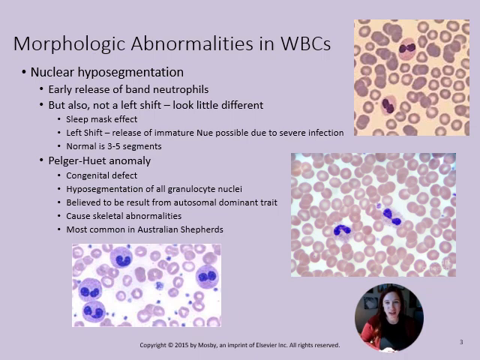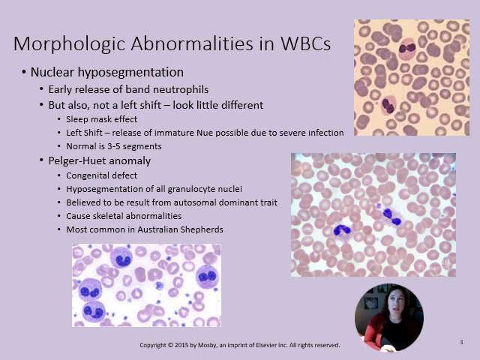Okay, our first abnormality that we are going to talk about is what is called nuclear hyposegmentation. So this is an early release of a banded neutrophil. Remember, we talked about banded neutrophils and how they're like a baby version of a neutrophil, because ultimately segmented neutrophils should be segmented. And for a canine and feline, we're going to see about 3 to 5 different segments. For a horse, you could see like 7. So you got to know your species, got to know your history.